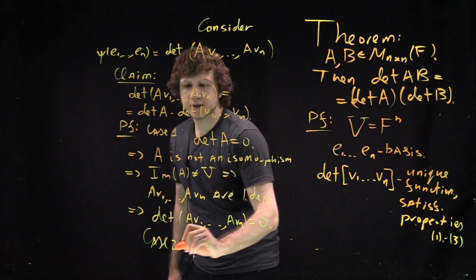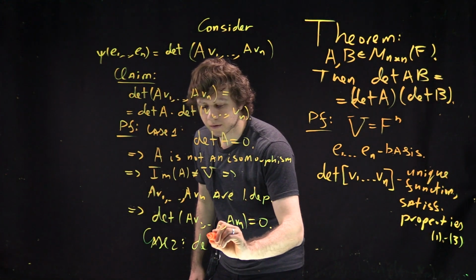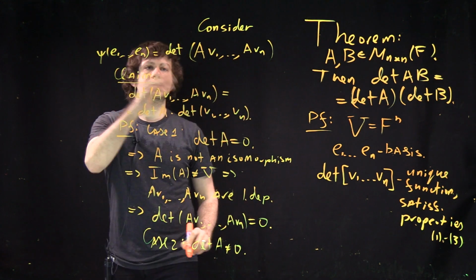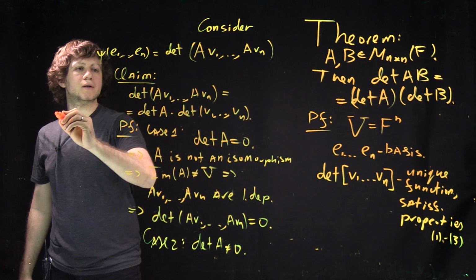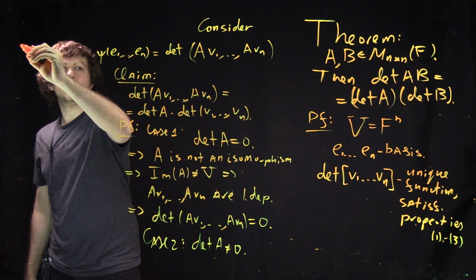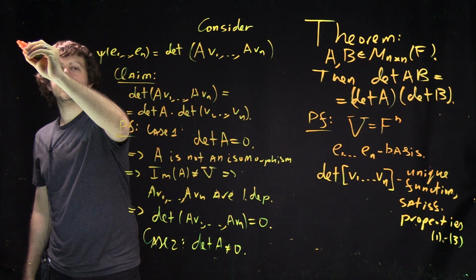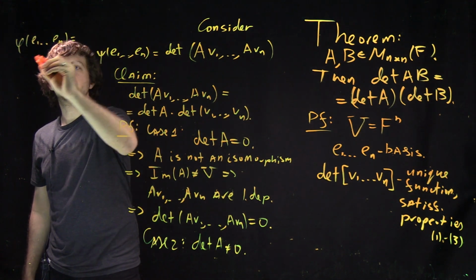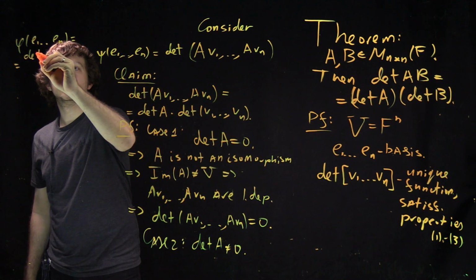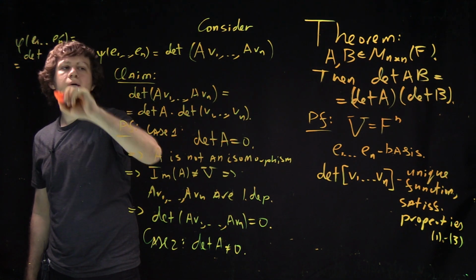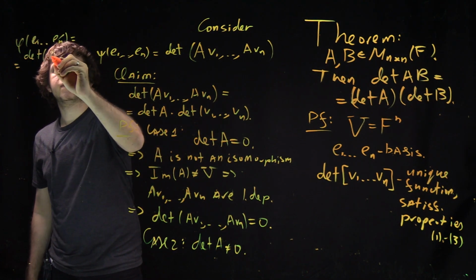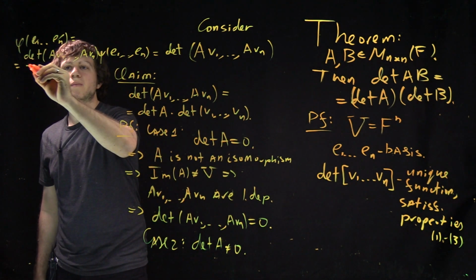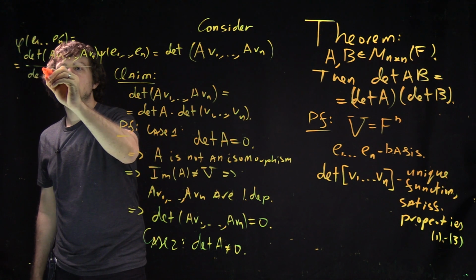Then there is case 2: determinant of A is not equal to 0. Then consider the following function: phi of e1 up to en equals the determinant of Av1 up to Avn divided by the determinant of A.